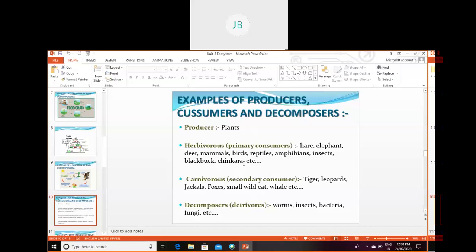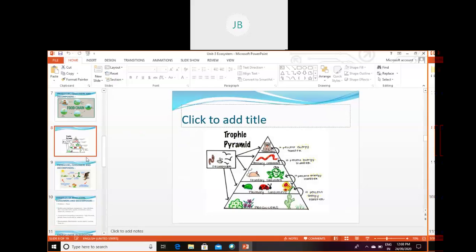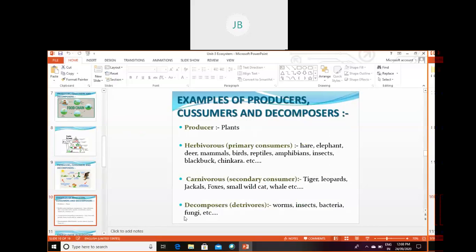Now carnivorous means again a higher trophic level. Here you can see carnivorous animals, secondary consumers, tertiary consumers. These are the carnivores. The carnivorous or secondary consumers are animals like tiger, leopard, jackals, foxes and small wild cats. This is about the terrestrial ecosystem. In the aquatic ecosystem, the whale is also a carnivorous or secondary consumer, which feeds on small fishes. Okay, this is about the carnivorous animals.